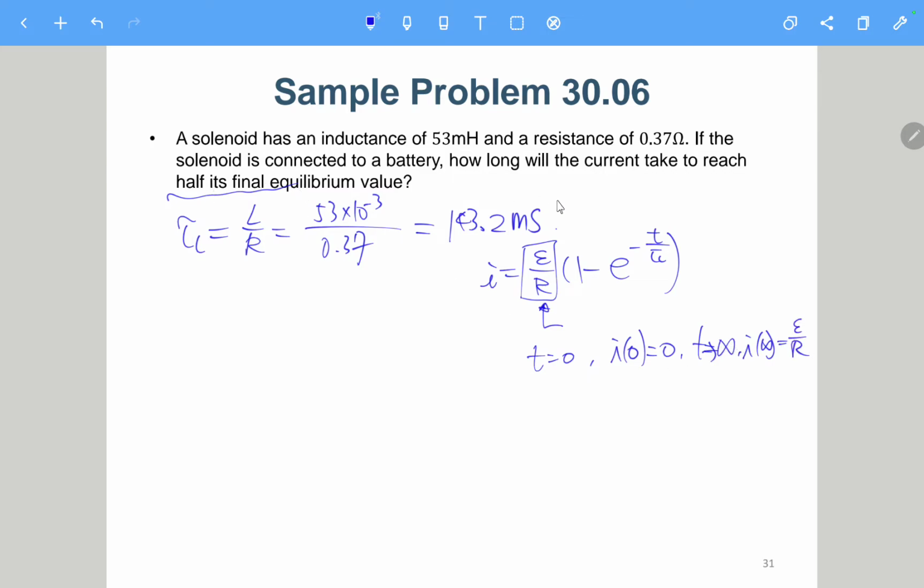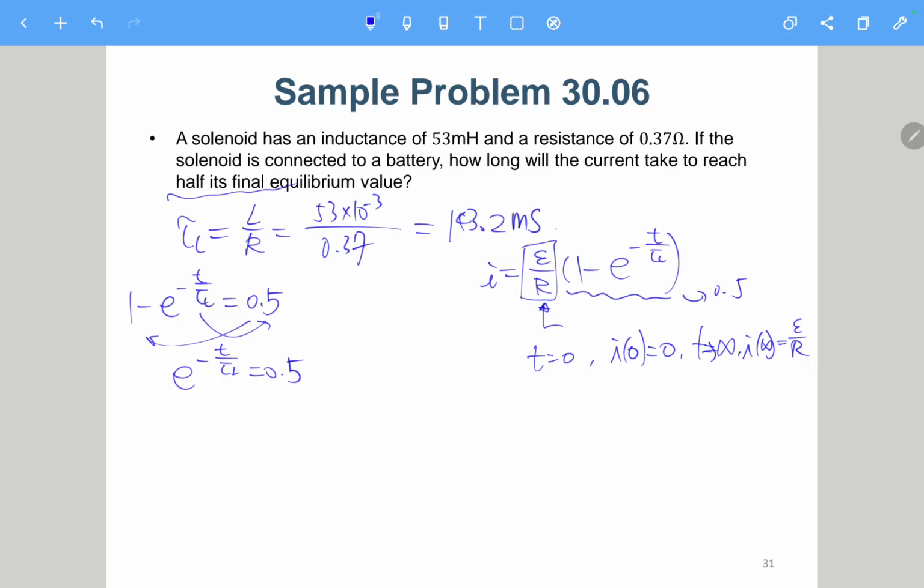So reaching half of its final equilibrium means that this factor is 0.5, and then we don't really care what E is. As long as this term is 0.5, this is what we would like to find. So we should have 1 minus exponential to negative t over tau L equals 0.5. Okay, so we just move this over. So we will have exponential to negative t over tau L equals 0.5, because 1 minus 0.5 is 0.5.